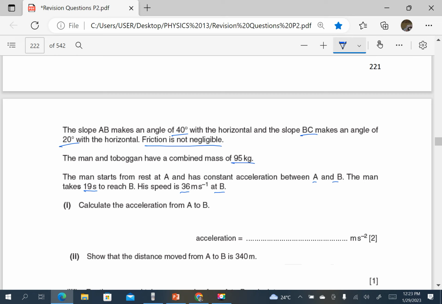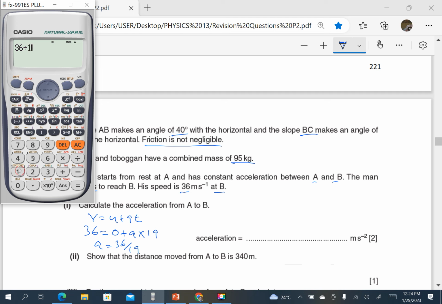19 seconds to reach B. Speed is 36 meters per second at point B. And the man starts from rest. So equations of motion, if the acceleration is uniform, then we can find the acceleration here. So using v equals u plus at, since we have the time. So v at B is 36, v at A is 0 because it started from rest, plus the acceleration a times the time, which is 19. So I'll just divide both sides by 19. So acceleration is going to be 36 over 19.